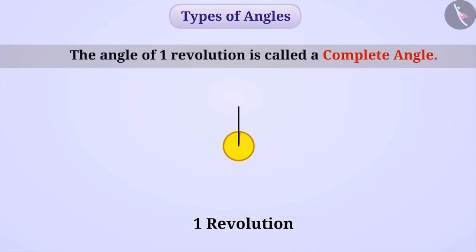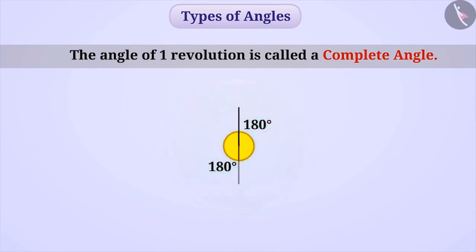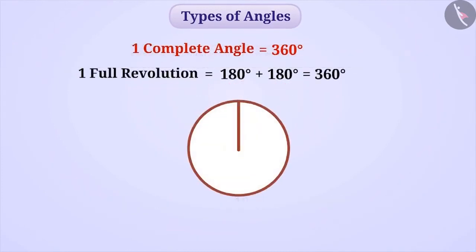We can see that to complete one circle, the hand moves from 12 to 6, which means it makes an angle of 180 degrees. In the same way, moving from 6 to 12 means again making another 180 degrees. Therefore, we can say that during one complete revolution, angle is made 180 degrees plus 180 degrees, which is equal to 360 degrees. Therefore, we can say that the measurement of one complete angle is 360 degrees. Therefore, we also say that a circle represents a 360 degrees angle.